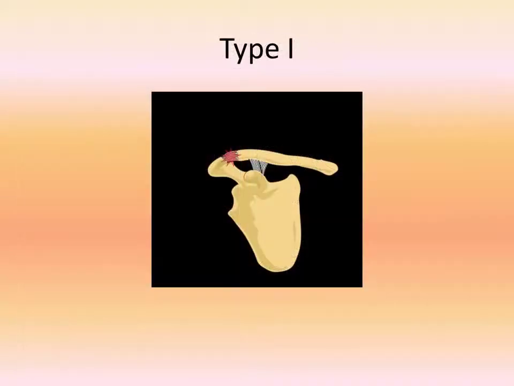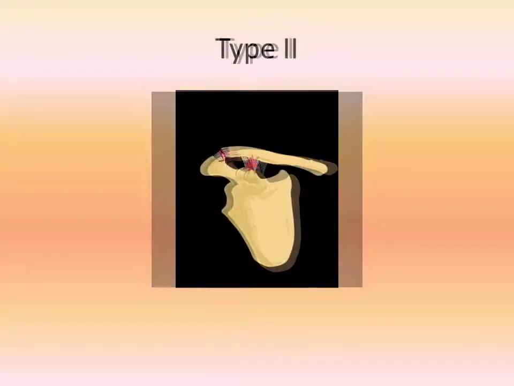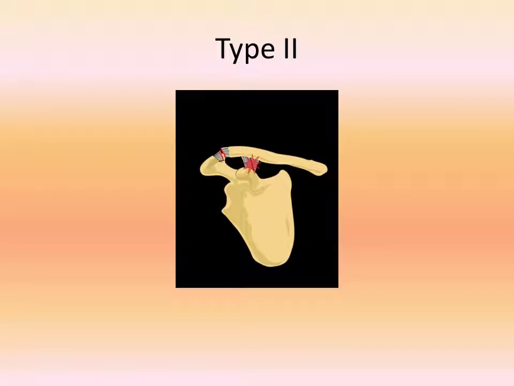In a type 1 AC sprain, we consider this a grade 1 injury. In this case, it will be graded type 1 because it has 0 to 25% elevation of the clavicle on the acromion, and the injury is to the AC ligament. In a type 2, we will grade as a grade 2 injury. It is 26 to 50% elevation of the clavicle on the acromion, and the injury is to the AC ligament and to the coracoclavicular ligament.